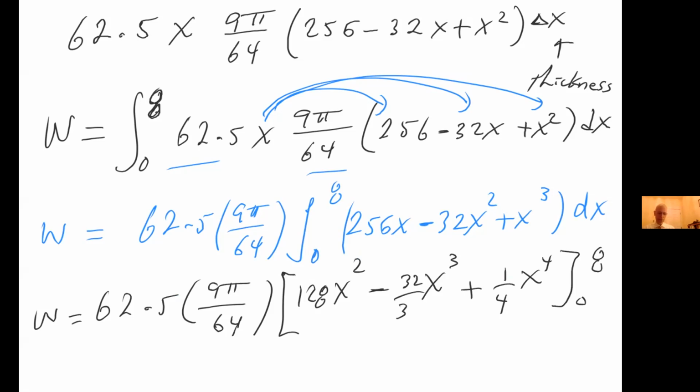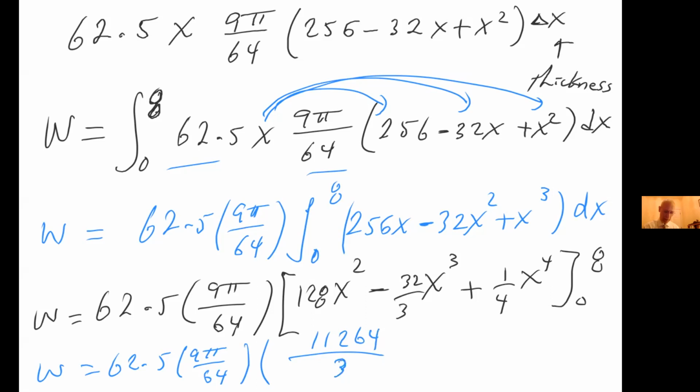And now we go ahead and plug in the numbers in our calculator. So work equals 62.5 times 9 pi over 64. And if I plug in 8, I have a calculator here. 8 squared is 64, and then we have times 128 minus 32 over 3 times 8 cubed plus 1/4 times 8 to the power of 4. And that gives me, according to my calculator, 11264 over 3. And when I plug in 0, I get 0, so that's not going to make a difference.